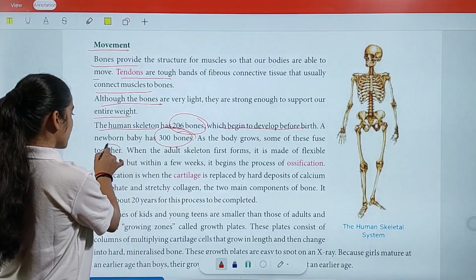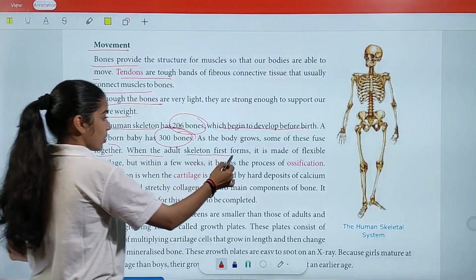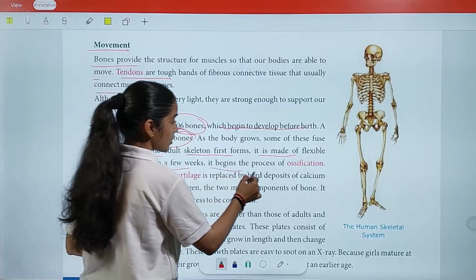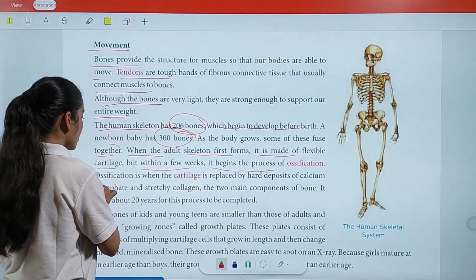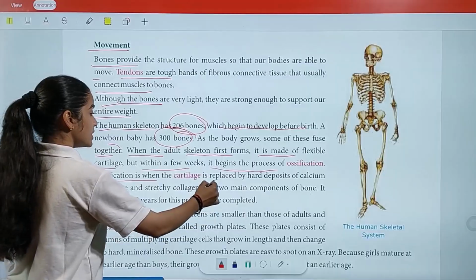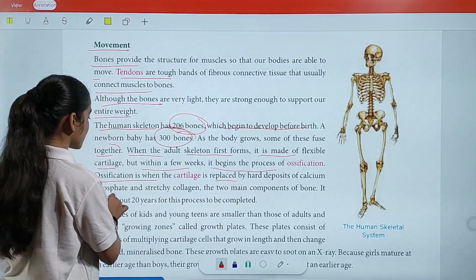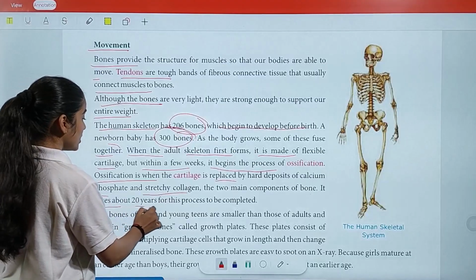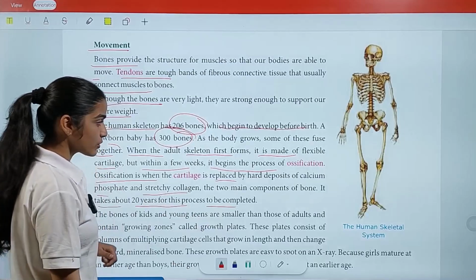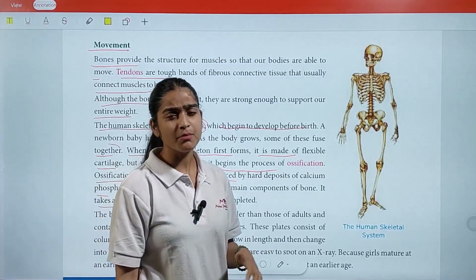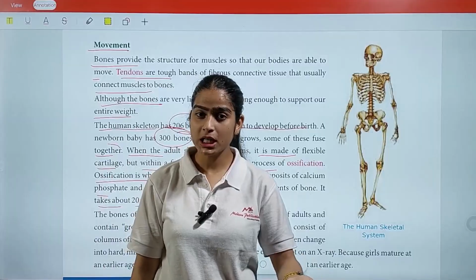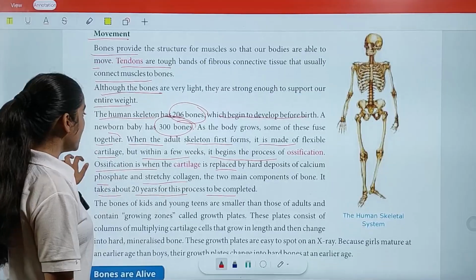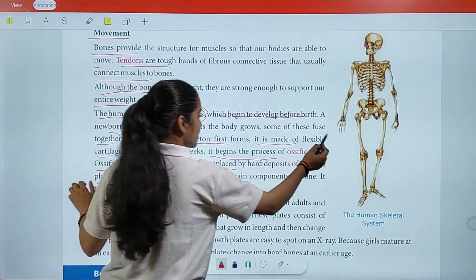are fused together. When the skeleton first forms, it is made of flexible cartilage, but within a few weeks it starts the process of ossification. Ossification is when the cartilage is replaced by a hard deposit of calcium phosphate and stretchy collagen, the two main components of bone. It takes about 20 years for this process to be completed. So what we understand here is that a newborn baby, before adulthood, when you are a teenager right now, right? Our body is made up of flexibility.